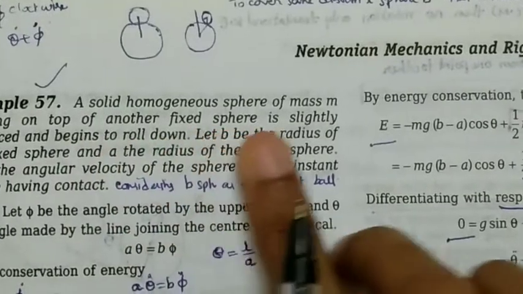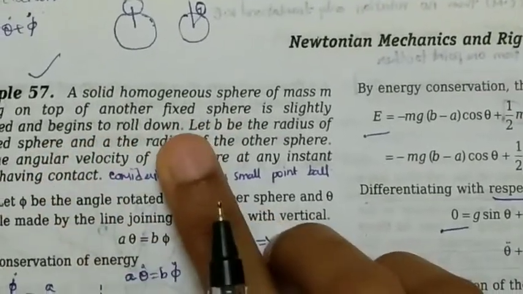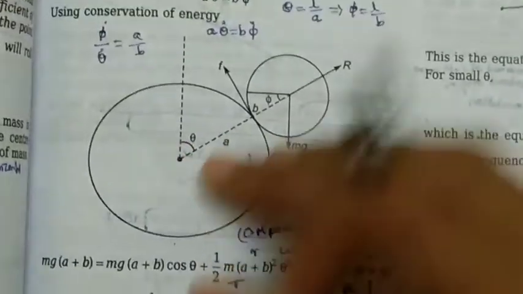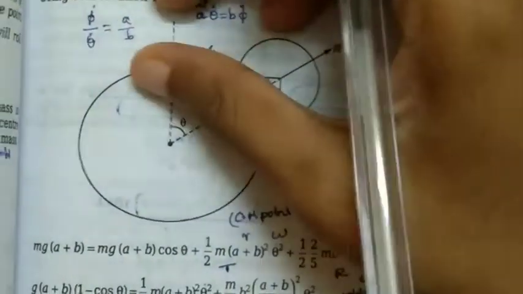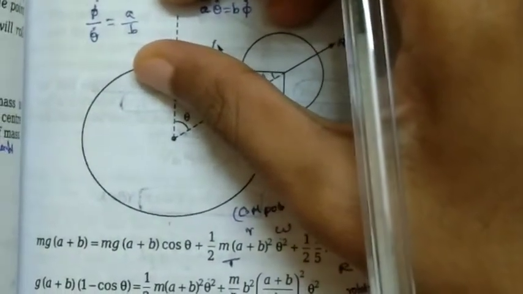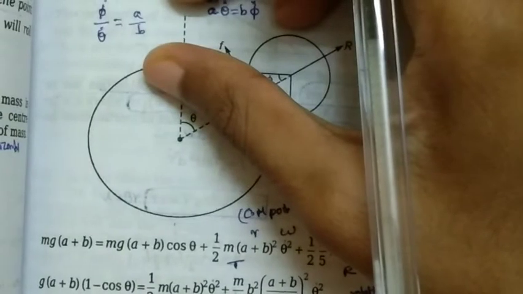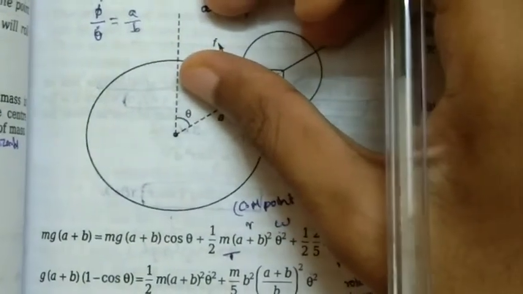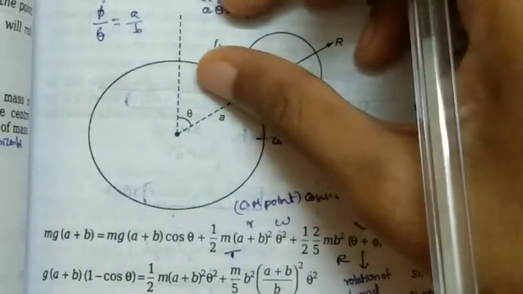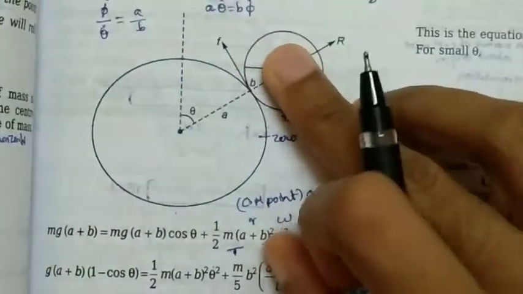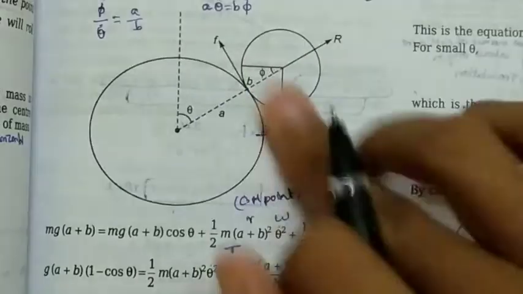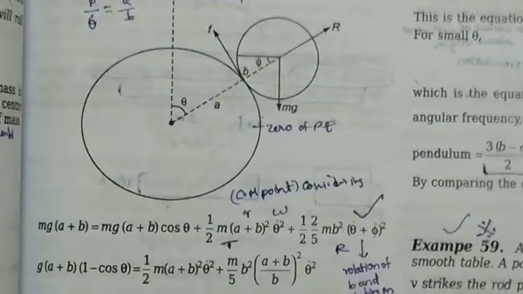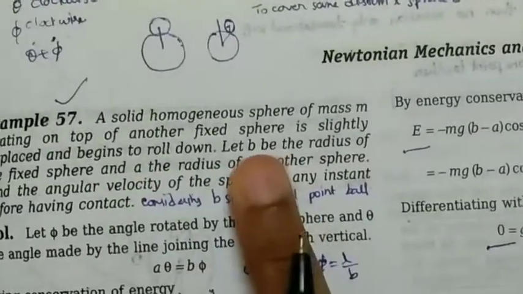Rotating on top of this sphere, it is slightly displaced and begins to roll down. Actually this sphere should have been here, so it would have balanced, but it is slightly displaced aside. So then what happens? This sphere would start rolling and begins to roll down.